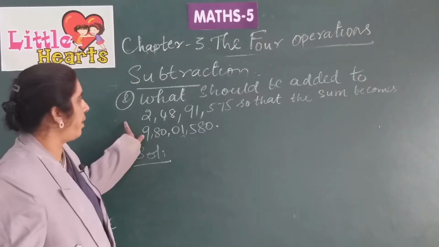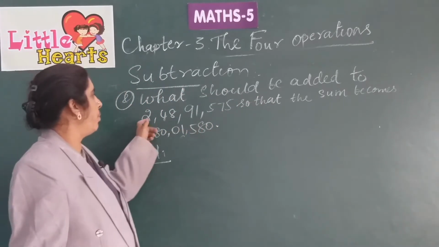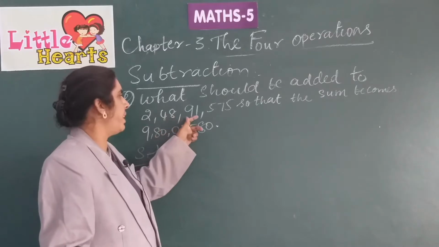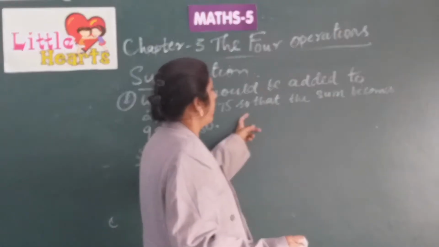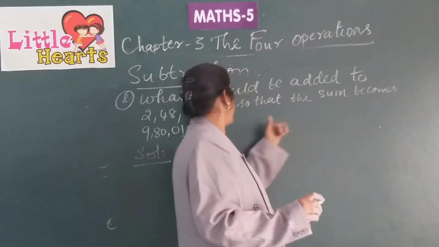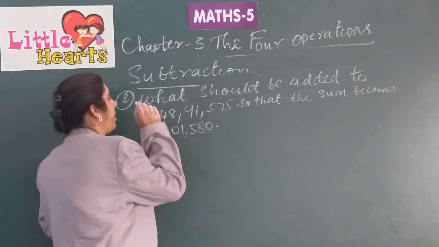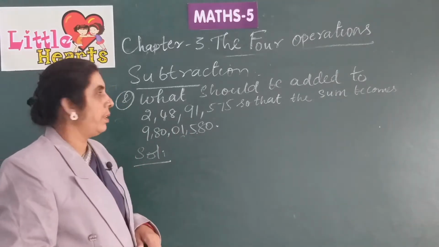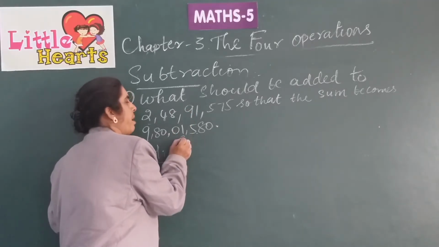So let us go with another problem. What should be added to 2 crores 48 lakhs 91,575 so that the sum becomes 9 crores 80 lakhs 1,580. So, how much should we add to make this number to get this number?